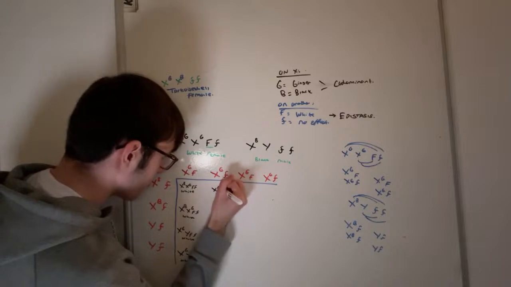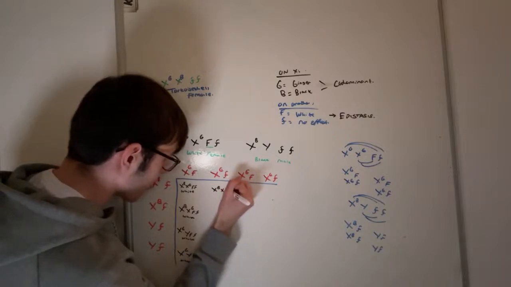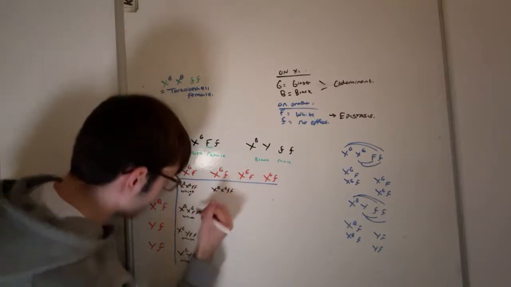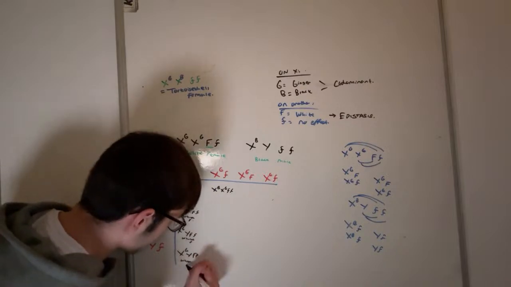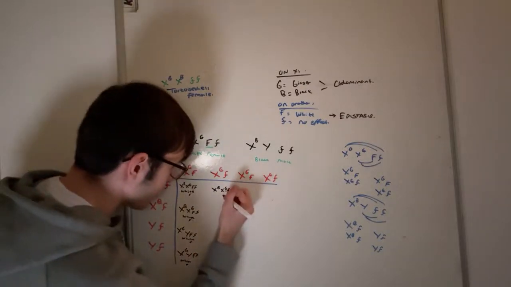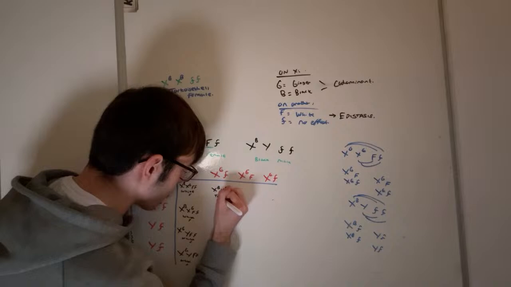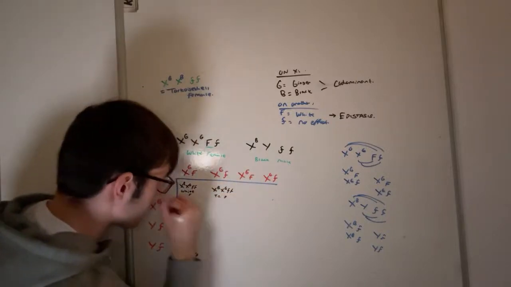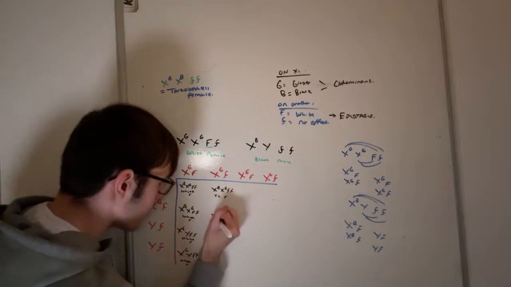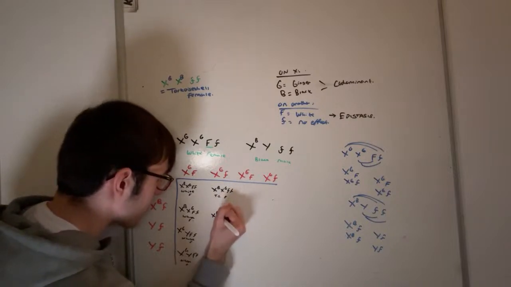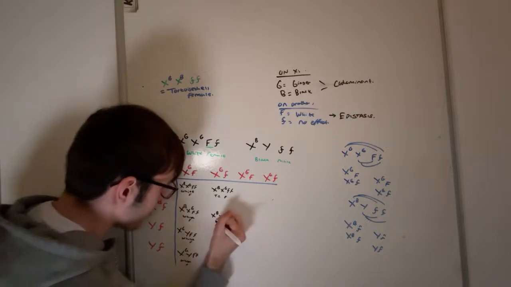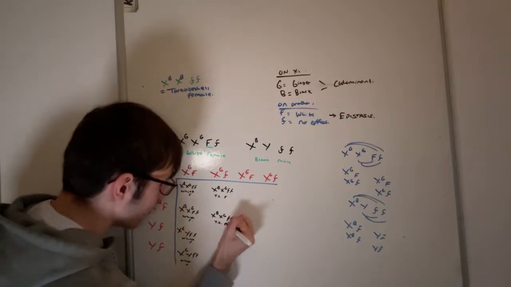XG. We'll just do B first. XB, XG, double F. That's going to be... Wait, that's going to be a white female, white female, white female, white female. This is going to be a tortoise shell female. XB, XG, FF, that's going to be a tortoise shell female.